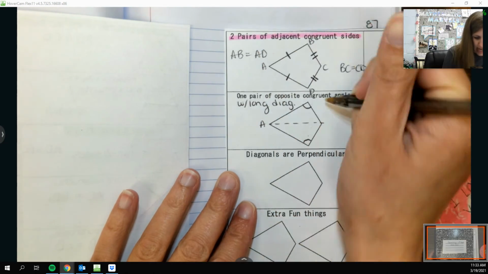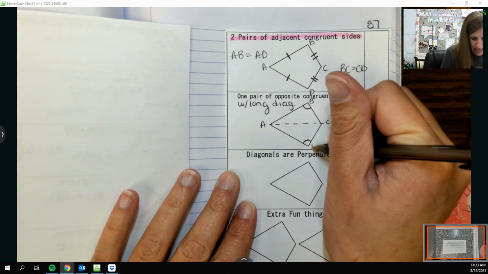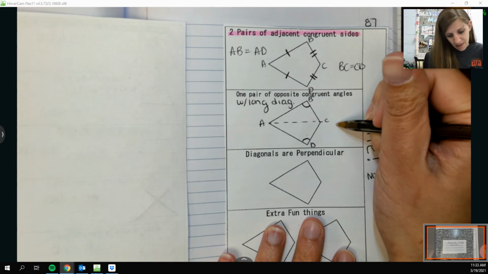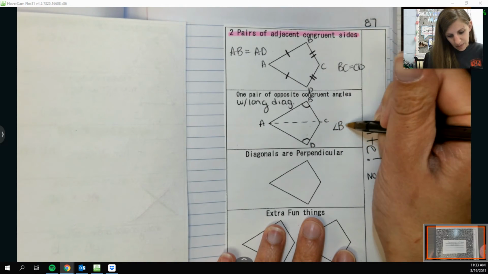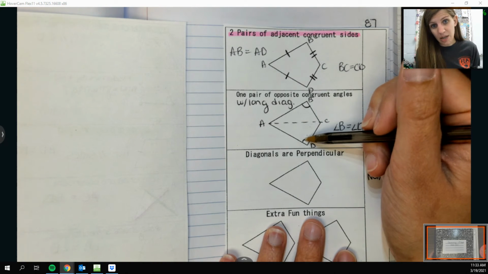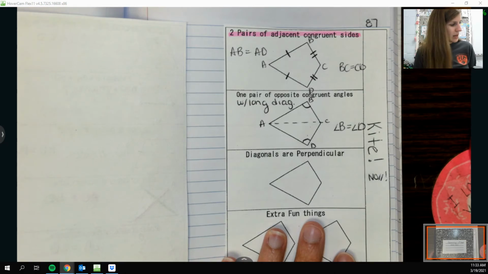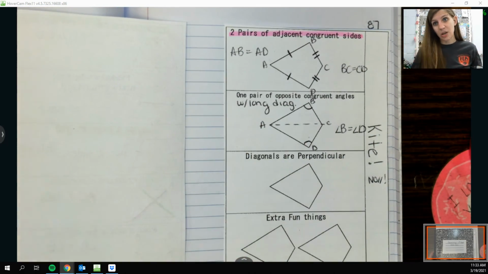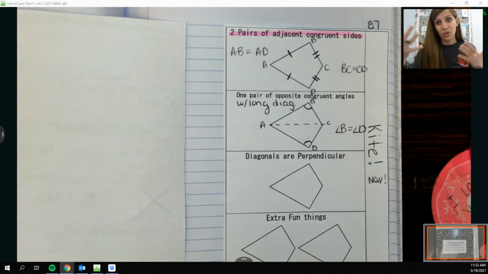Again, if we name this guy A, B, C, D, and I draw that long diagonal in, I have that one pair of opposite congruent angles. So angle B equals angle D, because I really have two congruent triangles right here by side, side, side. Splitting the two adjacent congruent sides gets you those two congruent triangles.